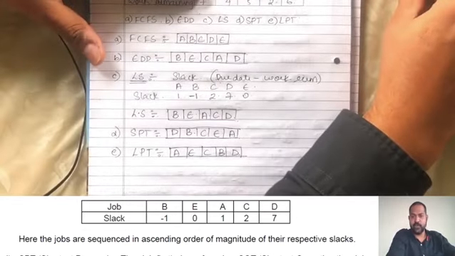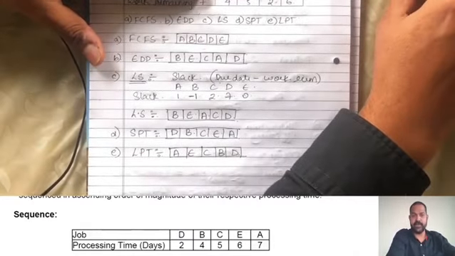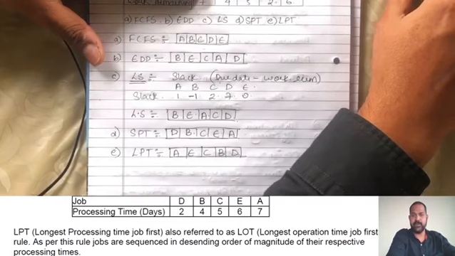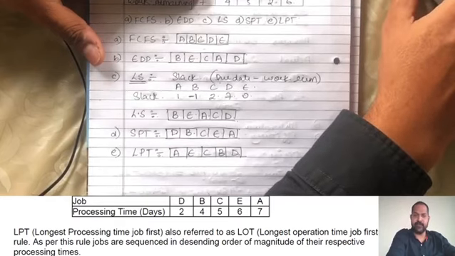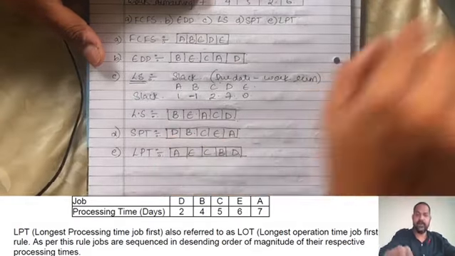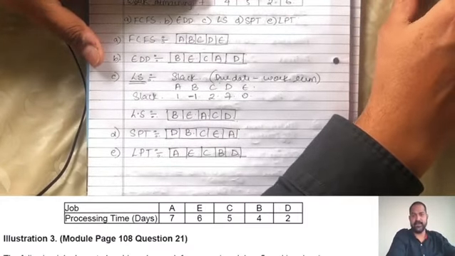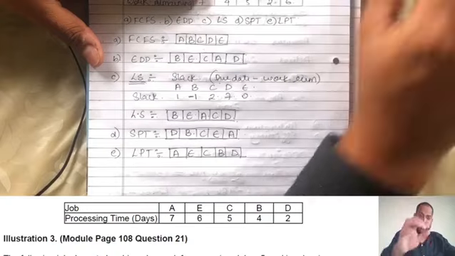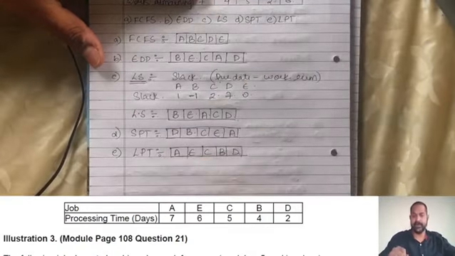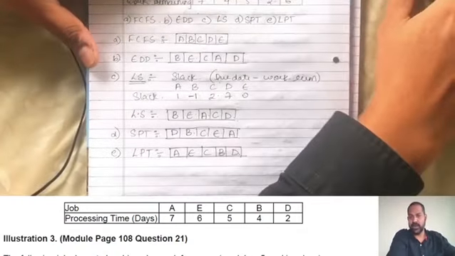Next is shortest processing time. Shortest processing time is D, B, C, E, A, and longest processing time will be the exact reverse, and that is A, E, C, B, D. And that's going to be your answer.